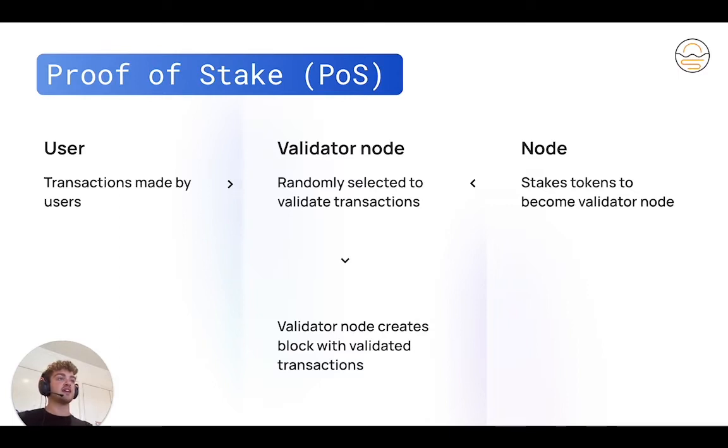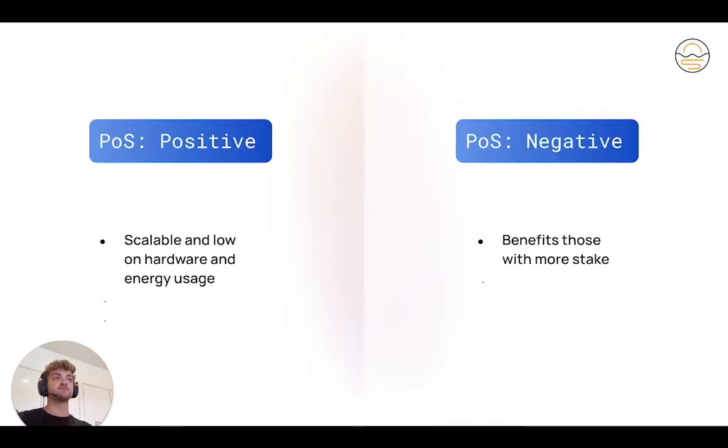Validator nodes stake a portion of the cryptocurrency so that the proof of stake algorithm can choose them at random to validate a transaction. For some proof of stake networks, the higher the stake means the higher the chance that you will be randomly picked to validate the transaction. Once a validator node is chosen, they validate the transaction and store it on a block. If that transaction has been tampered with and it is validated and the network realizes, then the validator node loses their stake automatically. The main positive for proof of stake is that it is scalable and low on hardware and energy use, and the main negative is that it benefits those with more stake.